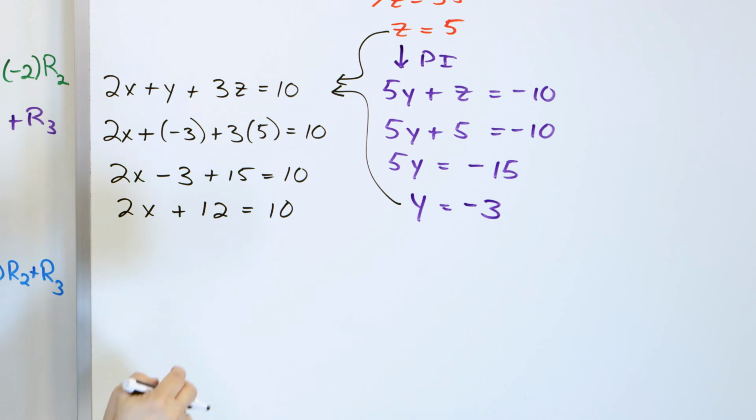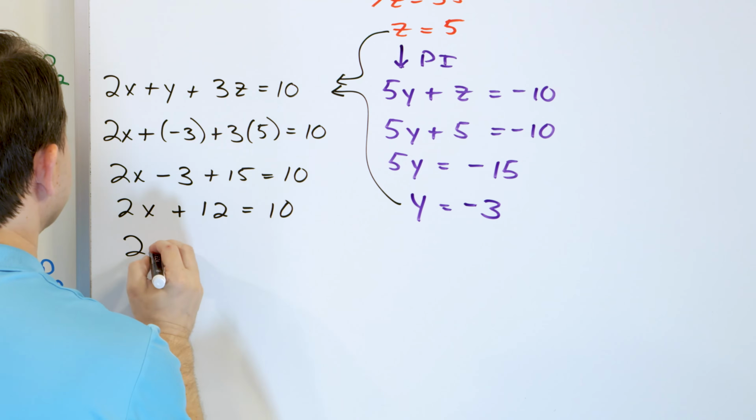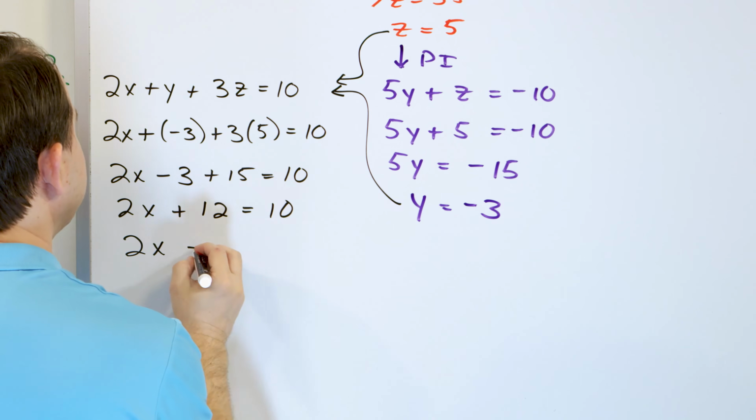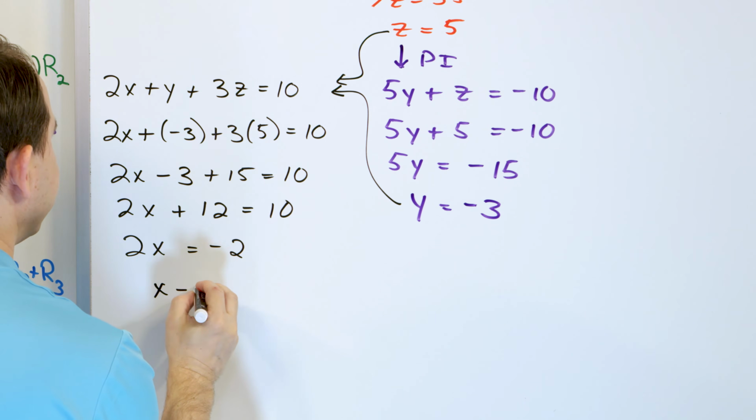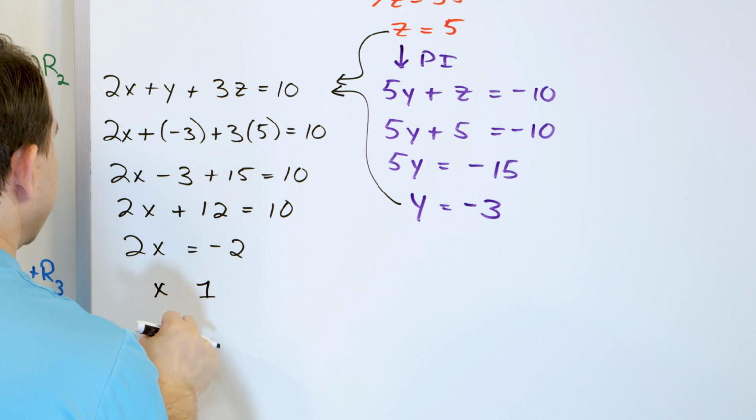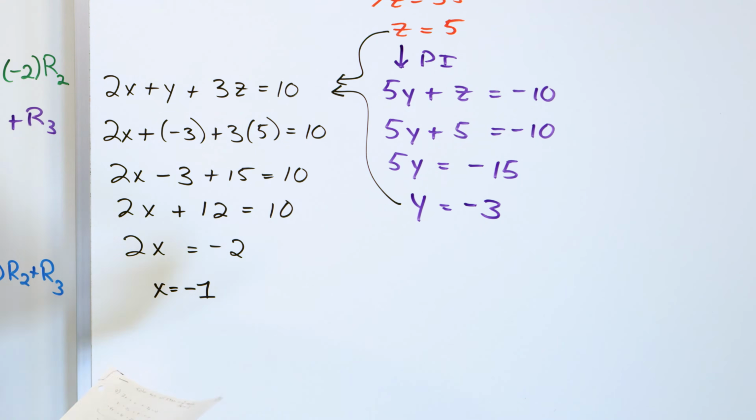Just double check myself. And then I'm going to subtract the 12 over here. So 10 minus 12 is going to give me a negative 2. And then when I divide by 2, I have negative 2 divided by positive 2, so I get a negative 1. Kind of botched that up here. We're going to get negative 1 like this.